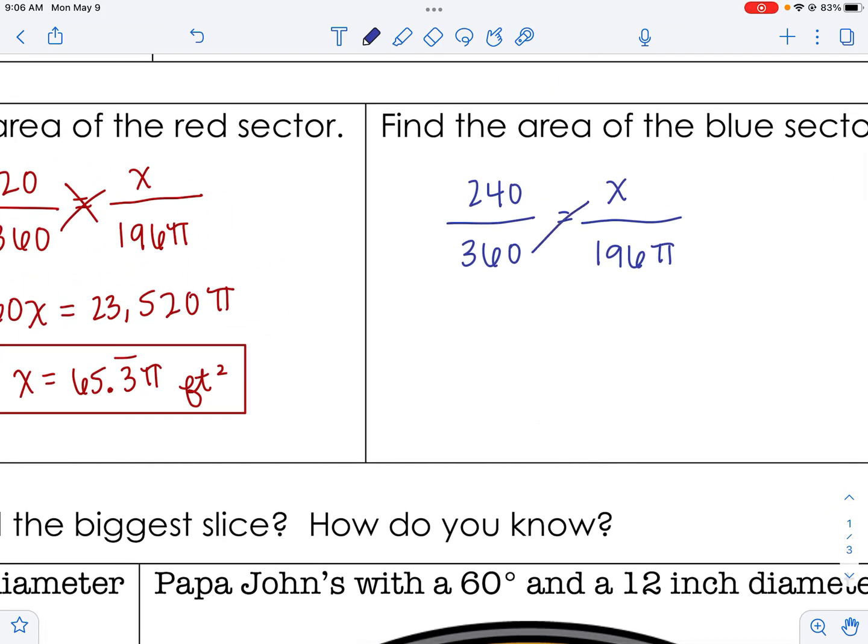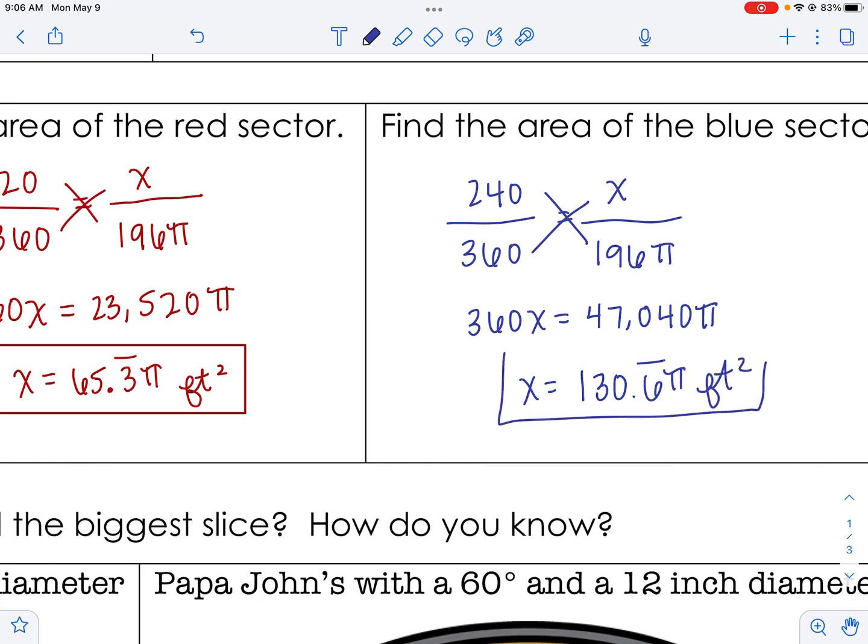So 360 times x would be 360x equals 196 times 240 would be 47,040 pi. Don't forget our pi. Whenever we leave it in terms of pi, we don't actually type pi in, but we do need to remember to write it. And then when I divide that by 360, because I'm going to cross multiply and divide, I get that x is 130.6 repeating pi feet squared because it's area.